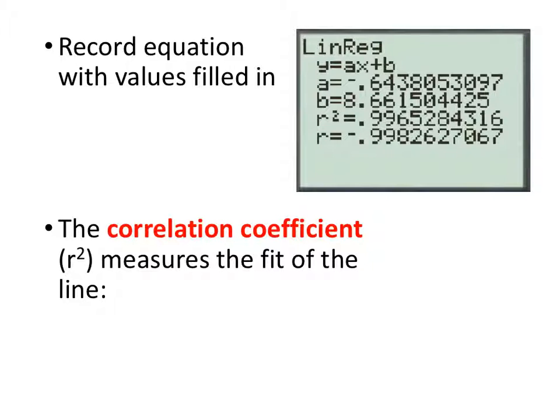Here's what you'll see on screen. Your calculator reminds you of standard form and then tells you the values to fill in. So when we actually record our equation, we'll record those filled in values. In this case, y is equal to a, or about negative 0.64x, plus b, or about 8.67.